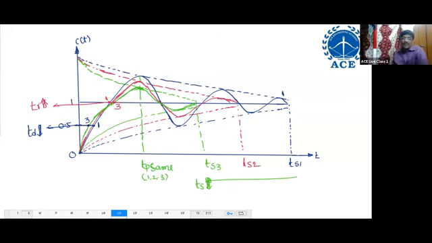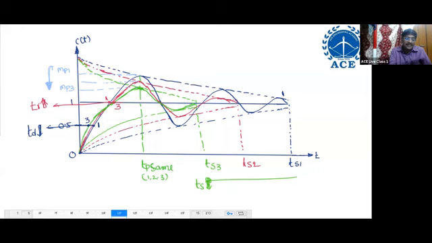Peak time same. What about peak overshoot, tell me? This is called MP1. This is MP1, this is MP2, this is MP3. What happened? Tell. Peak overshoots decrease. So now check all the factors. Settling time decreasing, peak time is same, delay time decreasing, rise time slightly increasing, peak overshoots decreasing. Like this, you have to draw the response.